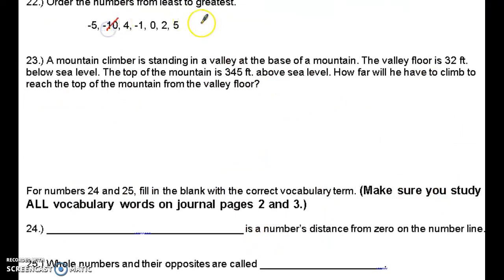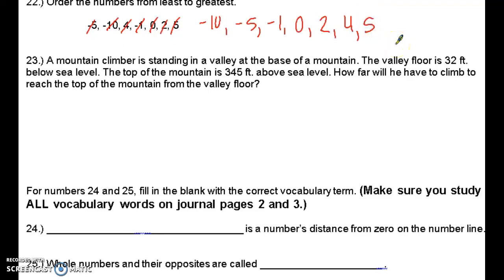Order the numbers from least to greatest. My smallest number is negative 10, negative 5, negative 1, 0, 2, 4, and then 5.